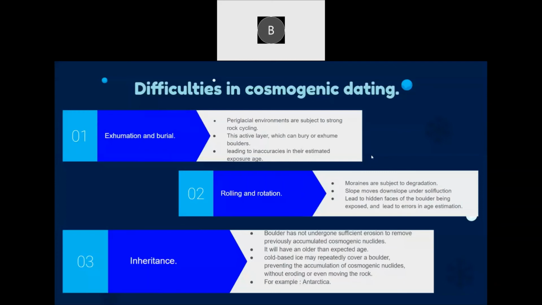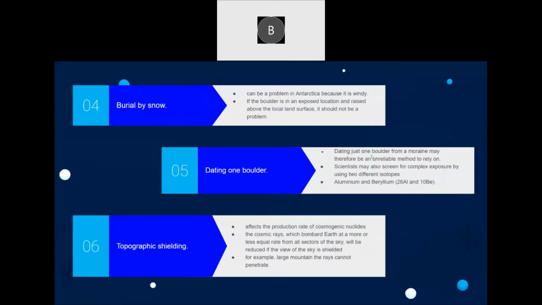Third is inheritance. This is where the boulders do not undergo sufficient erosion to remove accumulated cosmogenic nuclei, which results in an older than expected age. For example, in Antarctica, this is because erratic boulders are transported slowly and apply minimum erosion. Fourth, burial by snow, which happens due to wind, but if the boulder is exposed above the land surface, then it will not be a problem.